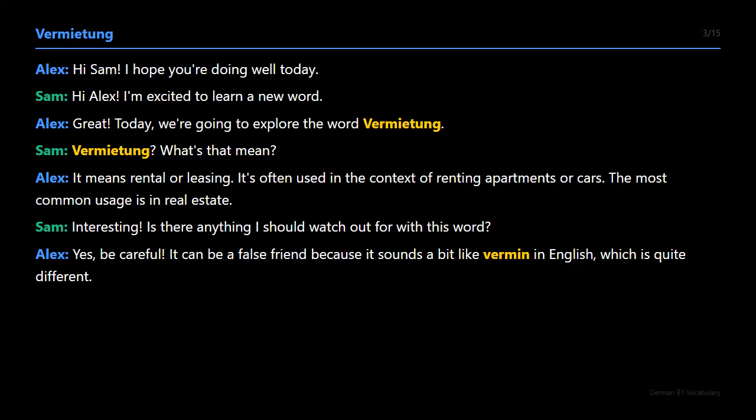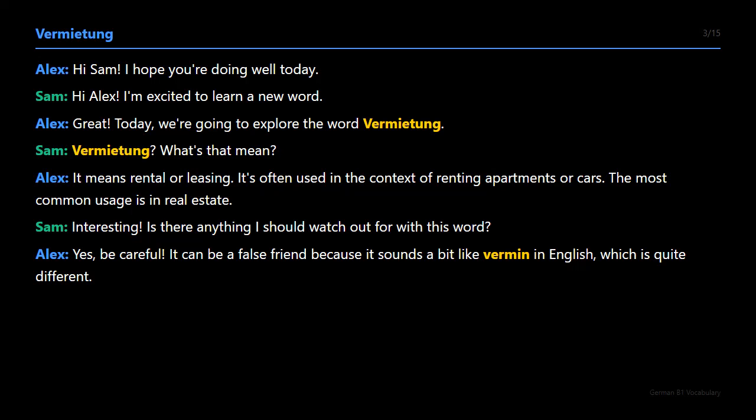Interesting. Is there anything I should watch out for with this word? Yes, be careful. It can be a false friend because it sounds a bit like Vermieten in English, which is quite different.